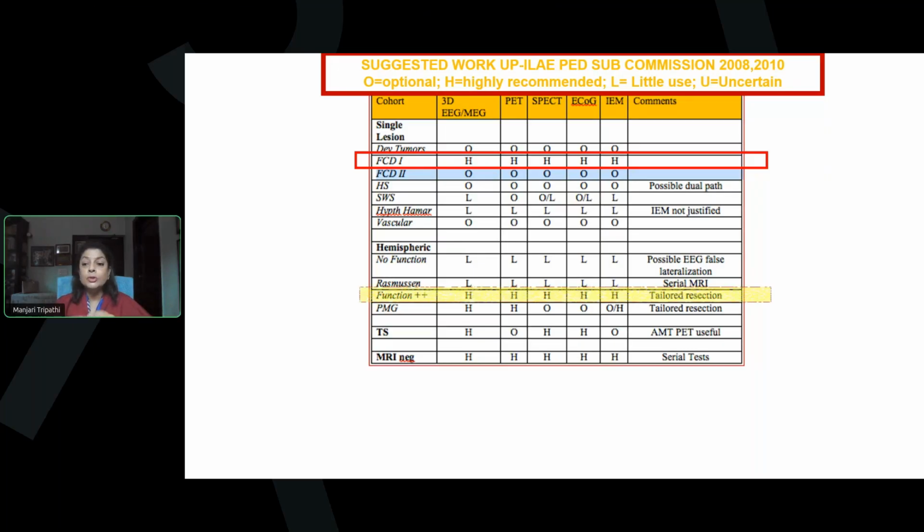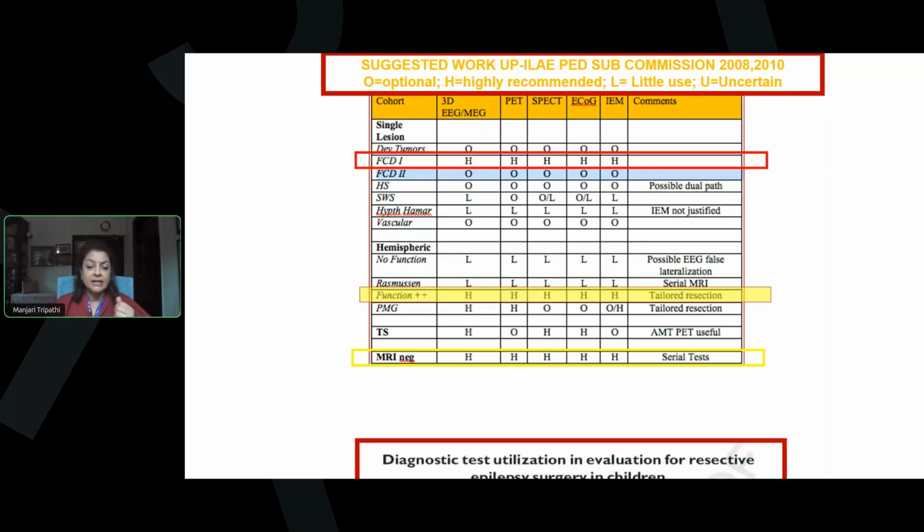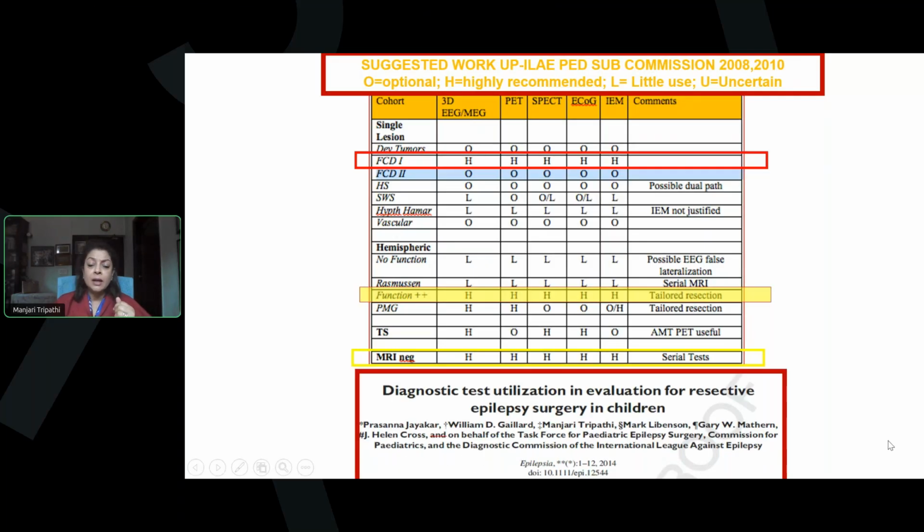So also when you want to monitor function, when you have lesions which are encroaching near the eloquent cortex, it is highly recommended that you do further investigations which could help you localize the functions and see that it doesn't overlap with the lesion which you wish to remove or the area which you wish to remove. So also in MRI negative drug resistant epilepsy, it is highly recommended. You can see this across the board to do all these advanced investigations, and this has been laid out by the league in publications way back in 2014.